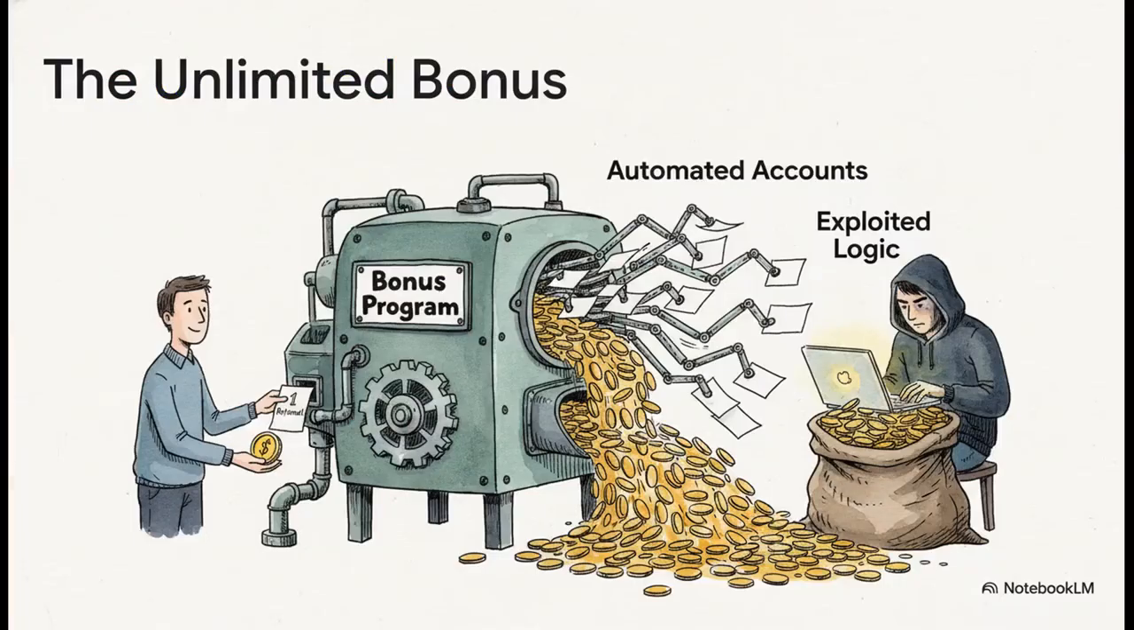A perfect example. Let's say you have a marketing campaign where you give a bonus for every friend someone refers, and the system works flawlessly. Every referral gets a bonus. But nobody thought to put a limit on it. So an attacker can just write a script to create thousands of fake accounts and drain your entire campaign budget. The system wasn't hacked. Its own logic was just exploited on a massive scale.